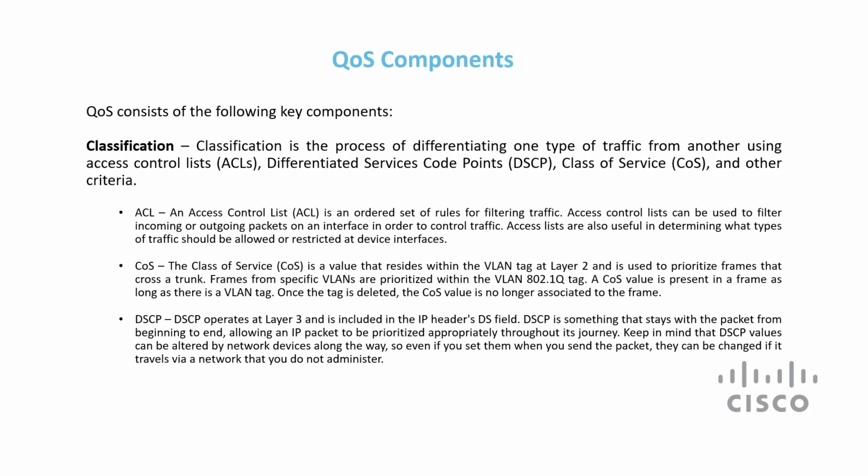Frames from specific VLANs are prioritized using the 802.1q tag. A CoS value stays with the frame as long as the VLAN tag is there. Once the tag is removed, the CoS value is gone. DSCP works at layer 3 and is included in the IP header. It stays with the packet from start to finish, helping prioritize it throughout its journey. Unfortunately, DSCP values can be changed by network devices along the way. So even if you set them, they might be altered by devices you don't control.